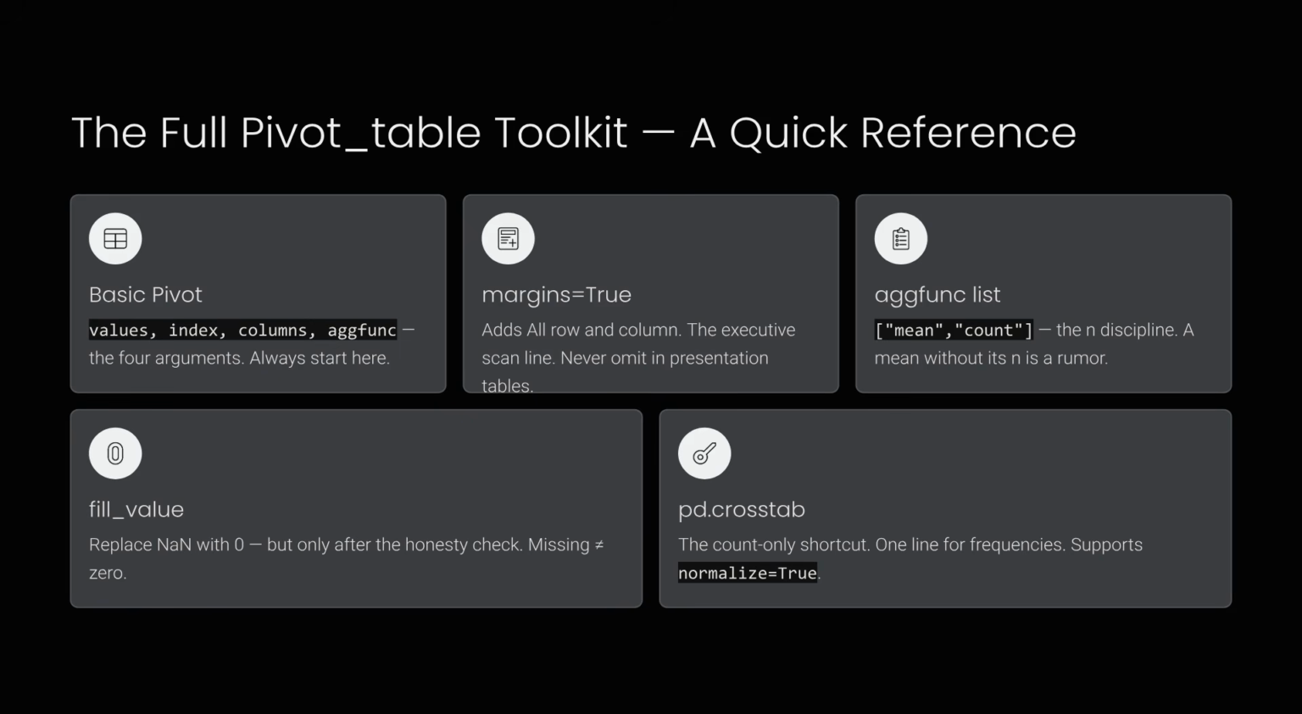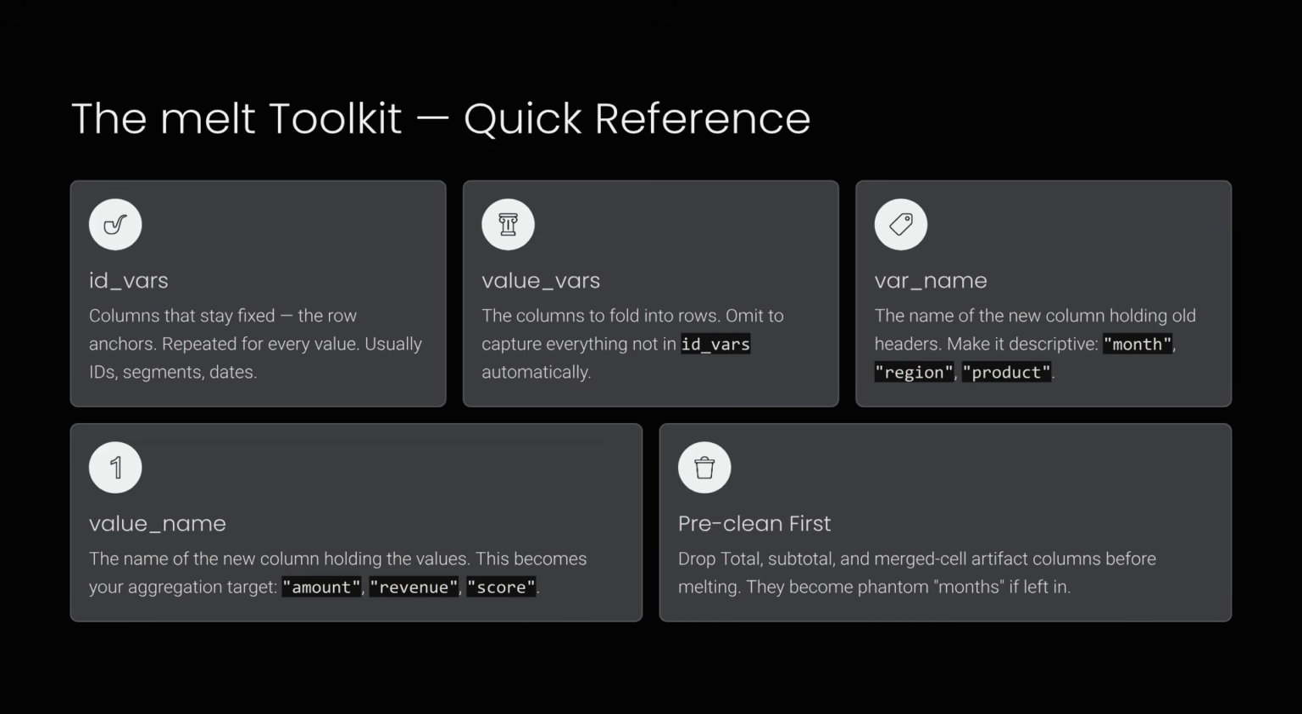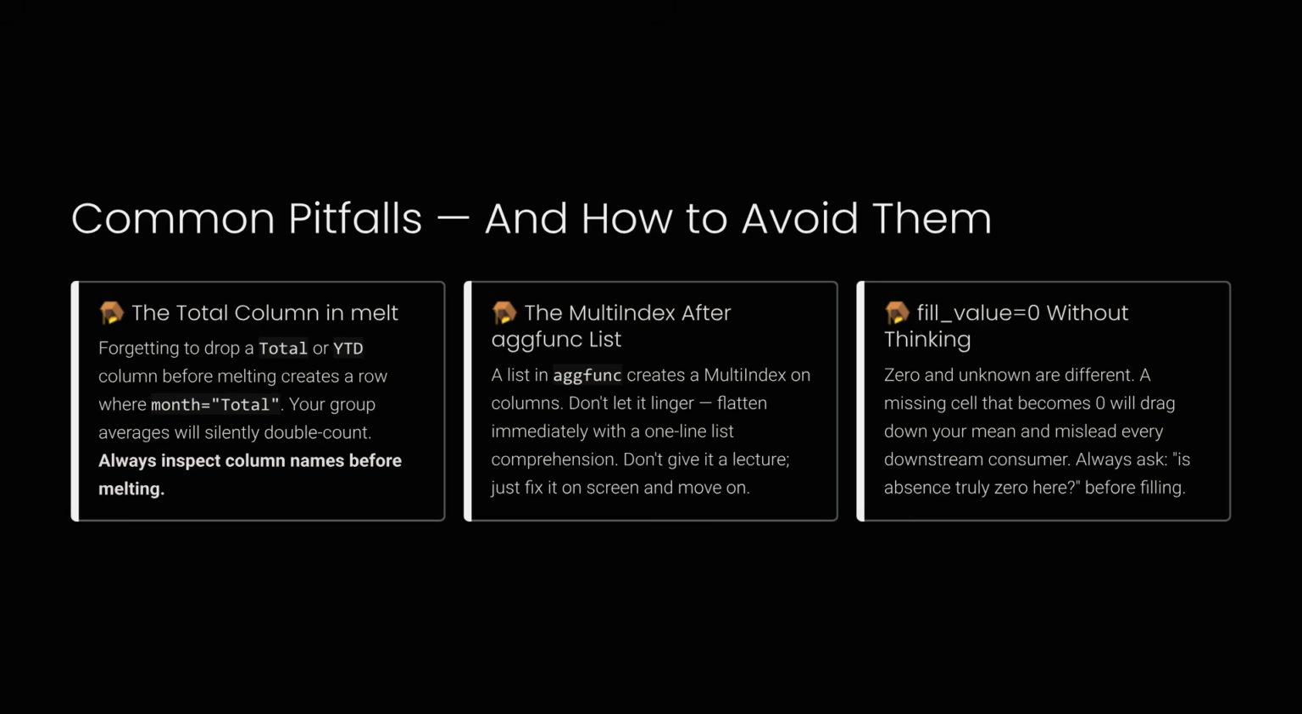Use this quick reference for your pivot table toolkit. Remember the core 4 arguments, the importance of margins, adding counts to your means, and performing an honesty check before filling values. Keep this melt reference handy as well. Mastering id_vars, value_vars, and proper naming conventions will ensure you're never caught off guard by a poorly structured spreadsheet again. Finally, be mindful of common pitfalls: double counting total columns, managing multi-index outputs, and filling missing values without justification. Stay alert, and your data will stay clean.